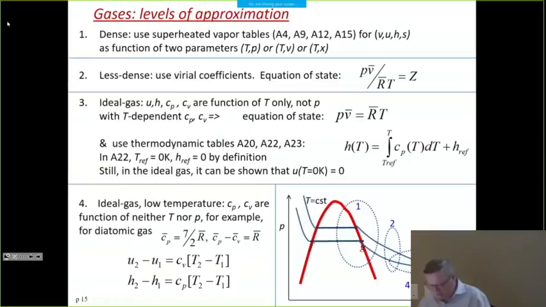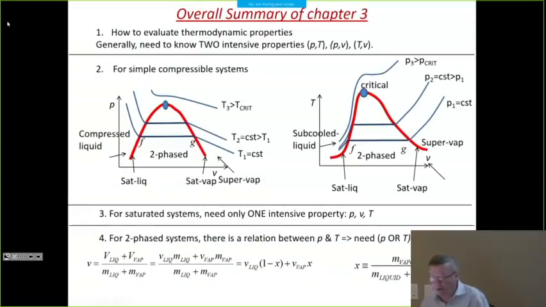Of course, we have seen this, and I will actually summarize the whole chapter. If you have a number of thermodynamic properties to look up for a certain substance, generally you need two variables. For simple compressible systems, you have essentially this region. You have the region where it's incompressible. You have the region where you have two phases. You have the saturation line here and here. You have the region here, which is superheated steam, and then you go farther out, and you have the ideal gas region.